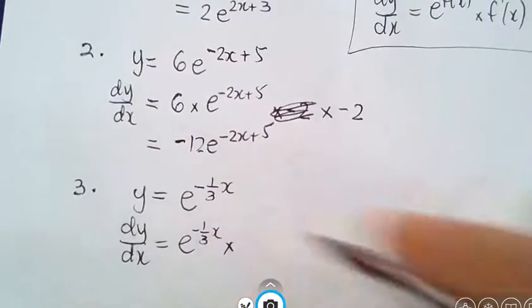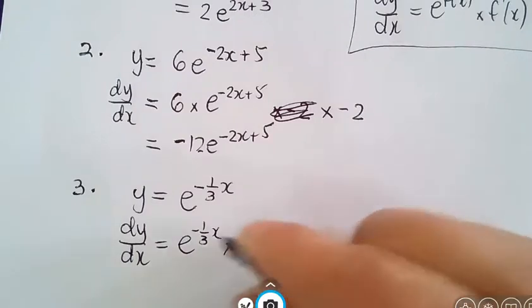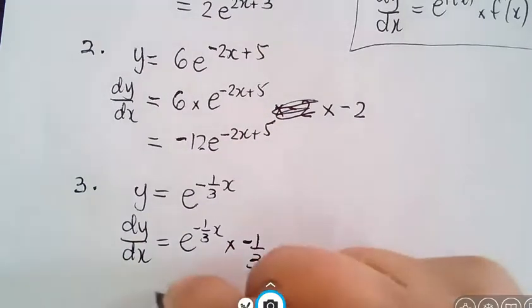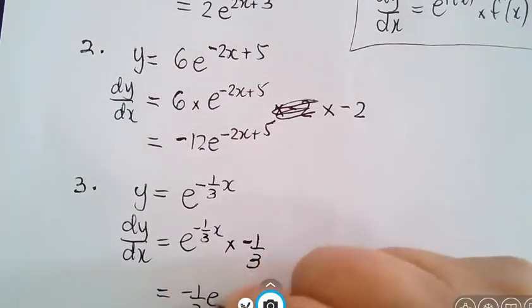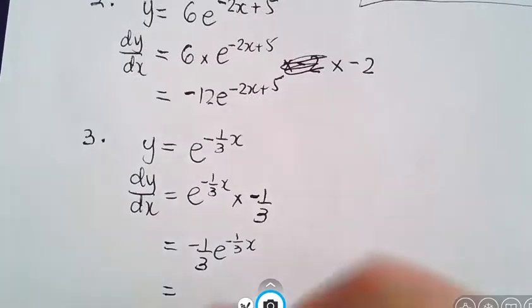So how do you differentiate negative 1/3 x? It's just negative 1/3. That's the constant. It's like differentiating 2x. If it was negative 2x, you'd put negative 2. All right, so it's negative 1/3 e to the negative 1/3 x. Now, as someone was just asking, you could, if you want, write e to the third x on the denominator.